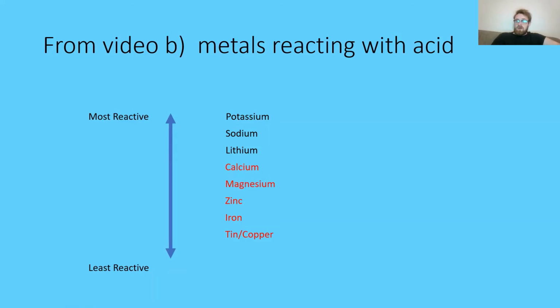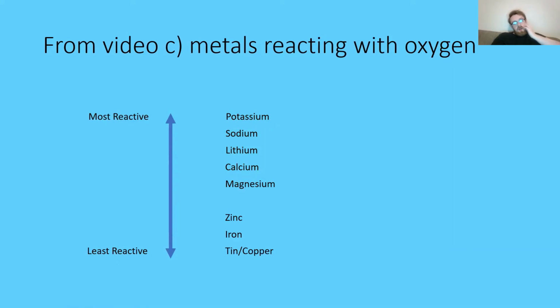Then we get to video C. The only new metal that they talked about was aluminium. If you remember, the magnesium reacted with oxygen. Once it was heated up, it reacted very well with the oxygen. Zinc didn't react with the oxygen at all. It just melted slightly.